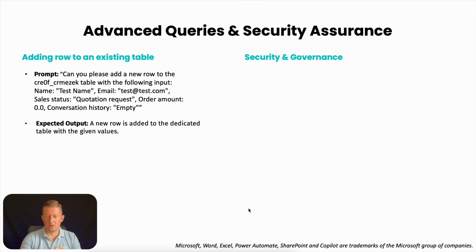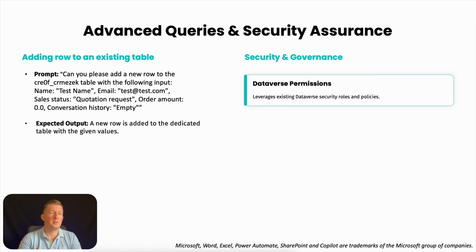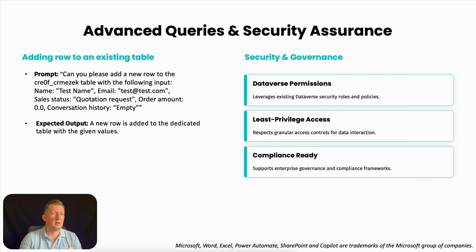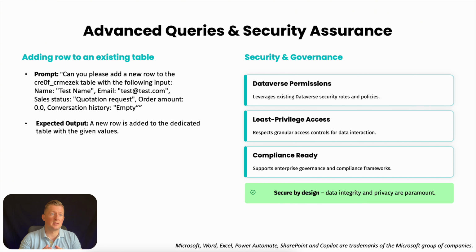The security and governance: basically, the Dataverse permissions are valid. It leverages the existing Dataverse security roles and policies. Least privilege access. It is compliance ready, supporting enterprise governance and compliance frameworks. Basically, secure by design is valid here, so it is planned and built with security from day one. Data integrity and privacy are paramount.